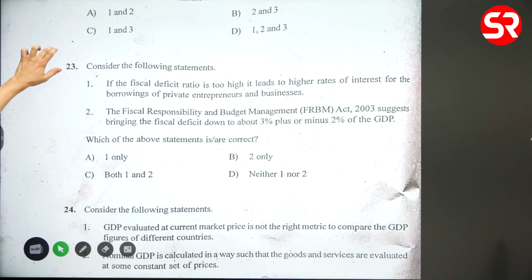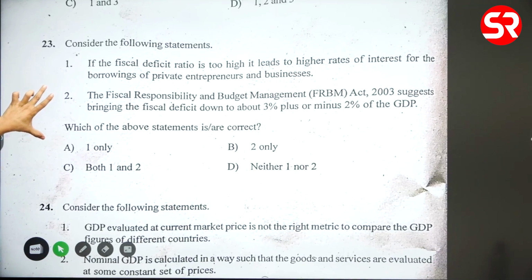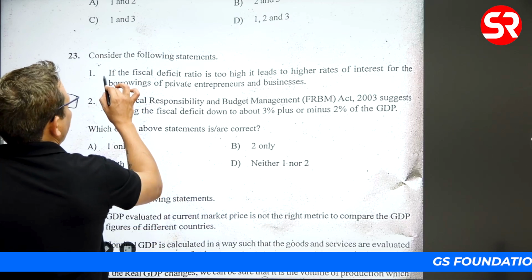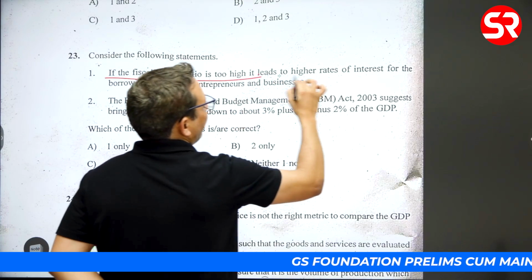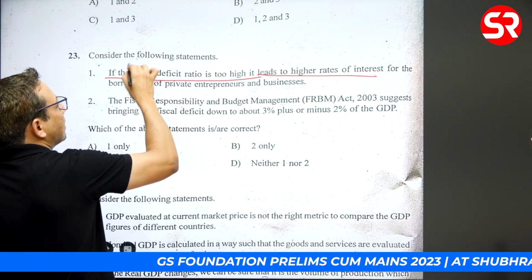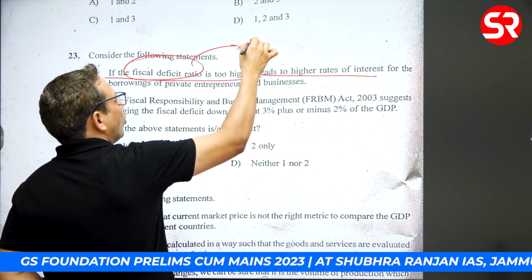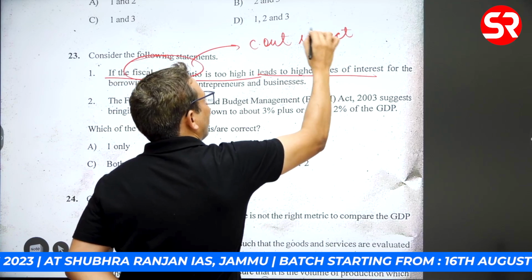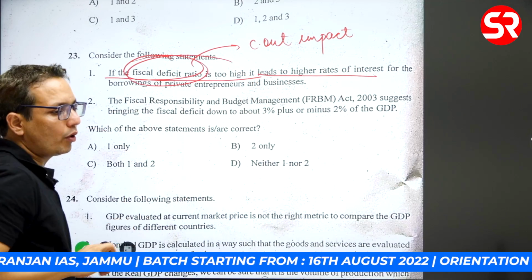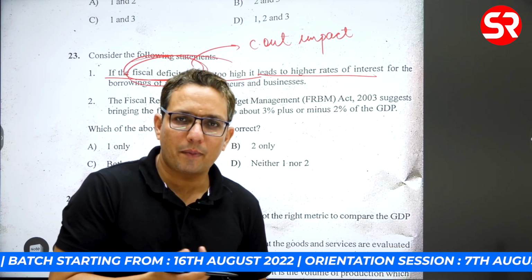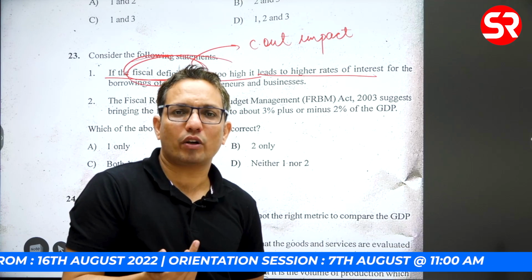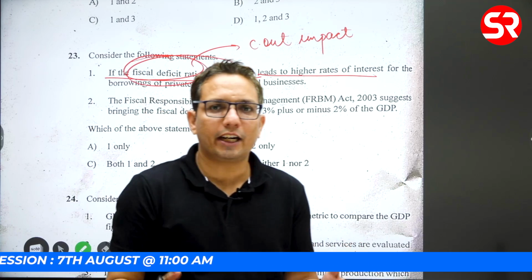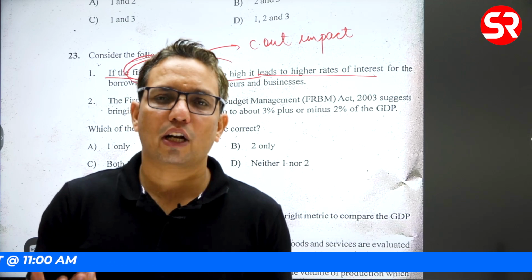Next question is a conceptual question. It's about fiscal deficit. It says if the fiscal deficit ratio is too high, it leads to a higher rate of interest, because if fiscal deficit is increasing, it would lead to a crowding out impact. Crowding out impact means what? If fiscal deficit is high, it means government's borrowing will be more. If government's borrowing is more, then the banks would be left with fewer funds to lend to entrepreneurs and corporates, and the banks will be lending to those corporates and entrepreneurs at a high rate of interest. That is what is called crowding out impact.